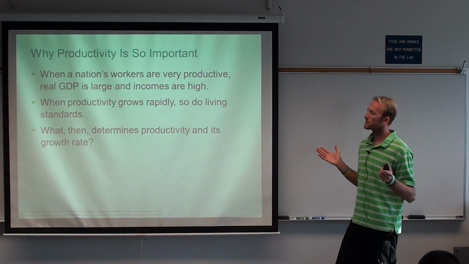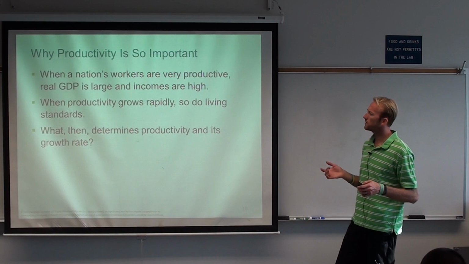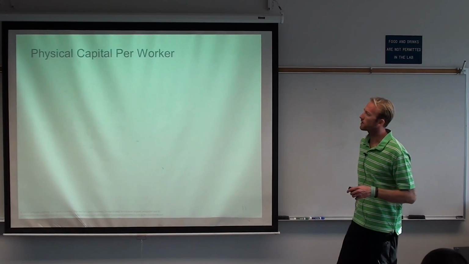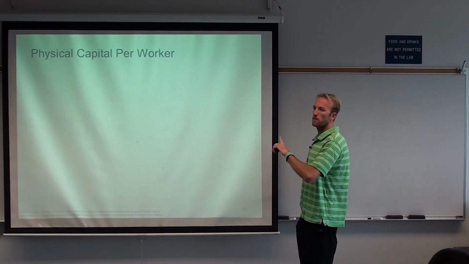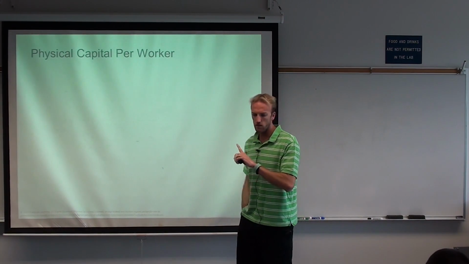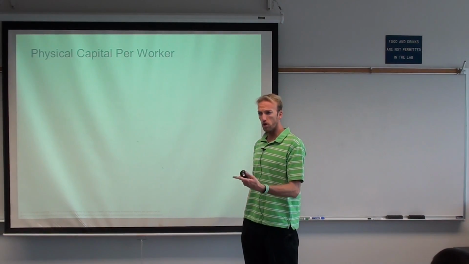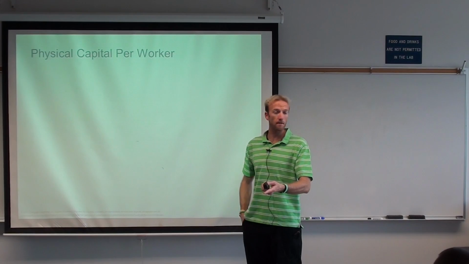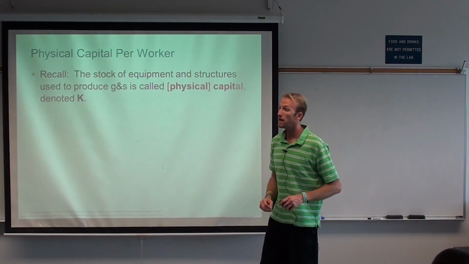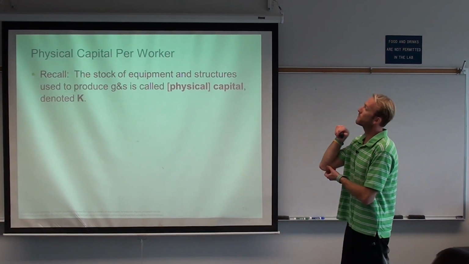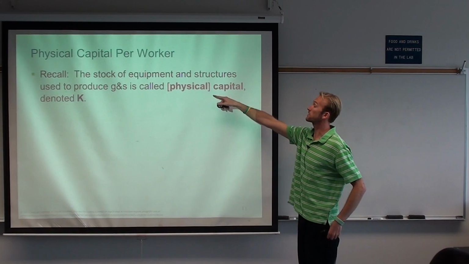So let's ask, how do we do that? What on earth changes productivity and the growth rate of productivity? Okay? So the first thing that I want you to think about to answer this question, right? What makes a worker more productive or able to make more stuff? The amount of physical capital that he has access to, right? And this is called, well, it's called physical capital.